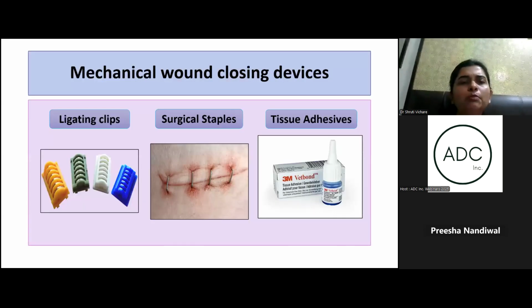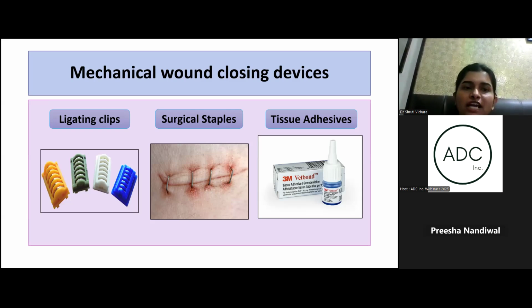Now, other than these suture materials, we have certain mechanical wound closing devices that are very commonly used. Like you have liga clips. As the name suggests, they're used for ligatures. They are ligature clips which are used for ligating blood vessels. We usually use them in neck dissection cases for onco cases, when we need to sacrifice a particular vessel. We put ligature clips, and we cut the blood vessel in between and sacrifice it along with the lymph nodes.